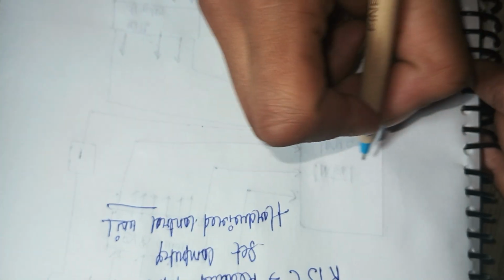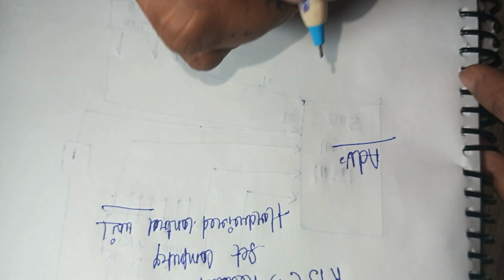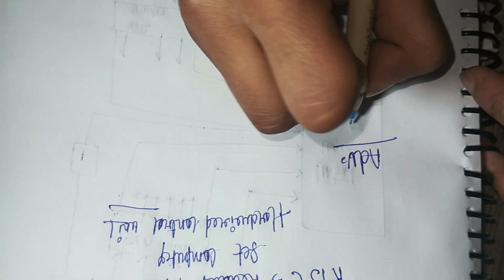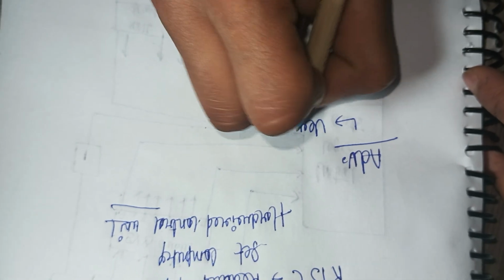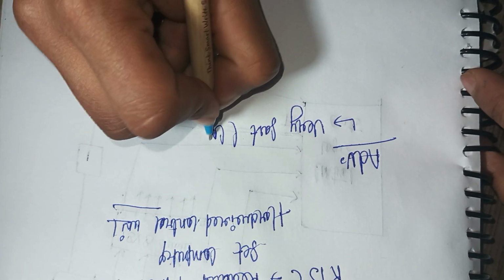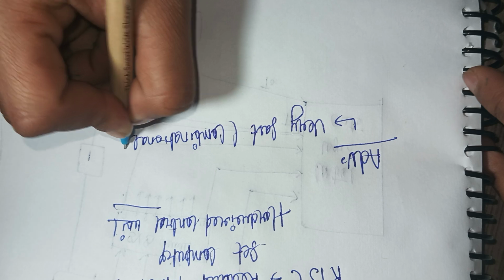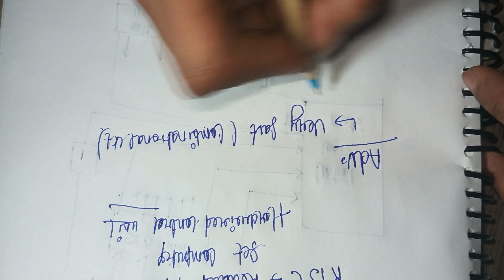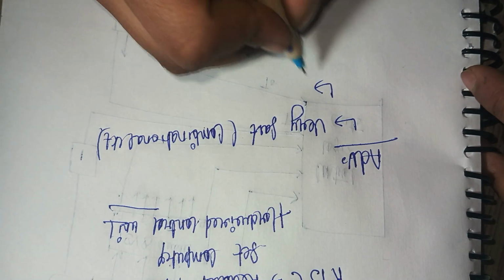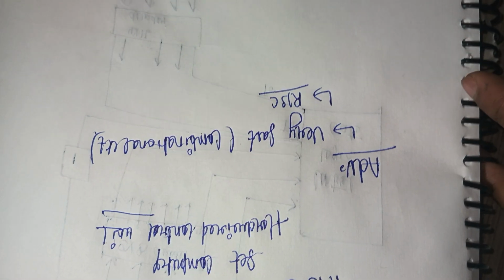Now we are going to discuss the advantages of the hardwired control unit. It is very fast because it is implemented using a combinational circuit. And also, as we discussed, RISC is implemented using a hardwired control unit.